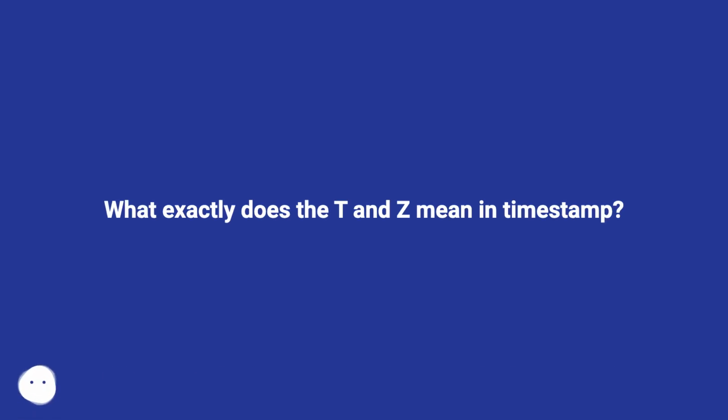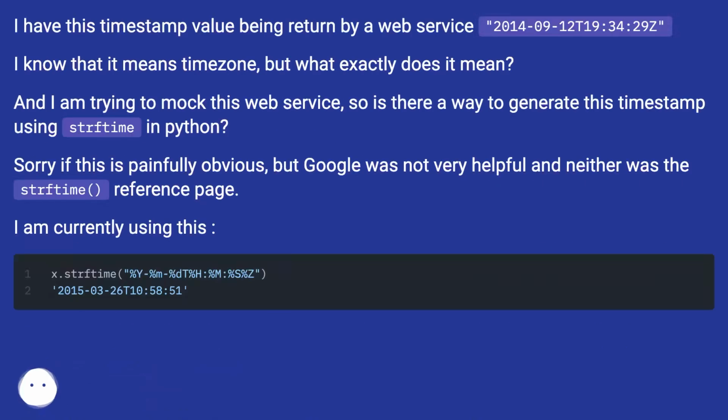What exactly does the T and Z mean in a timestamp? I have this timestamp value being returned by a web service: 2014-09-12T19:30:29Z. I know that Z means time zone, but what exactly does it mean?